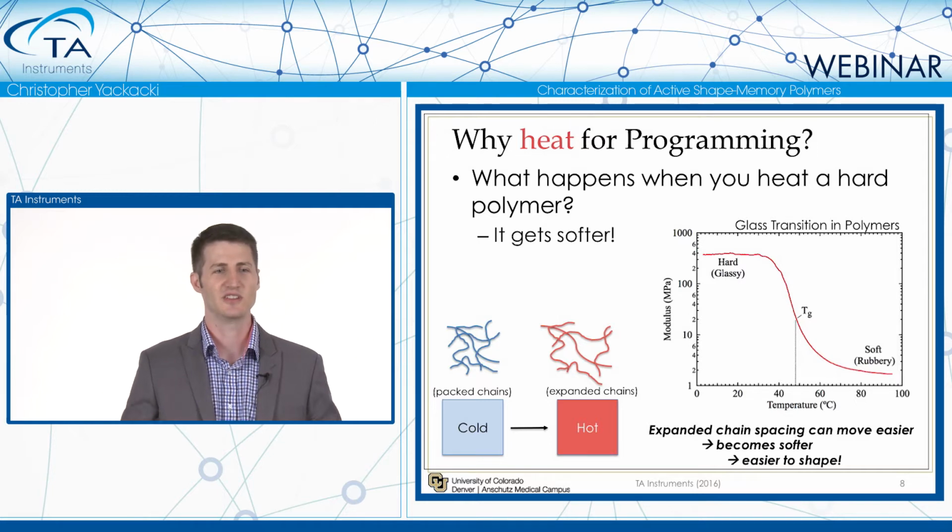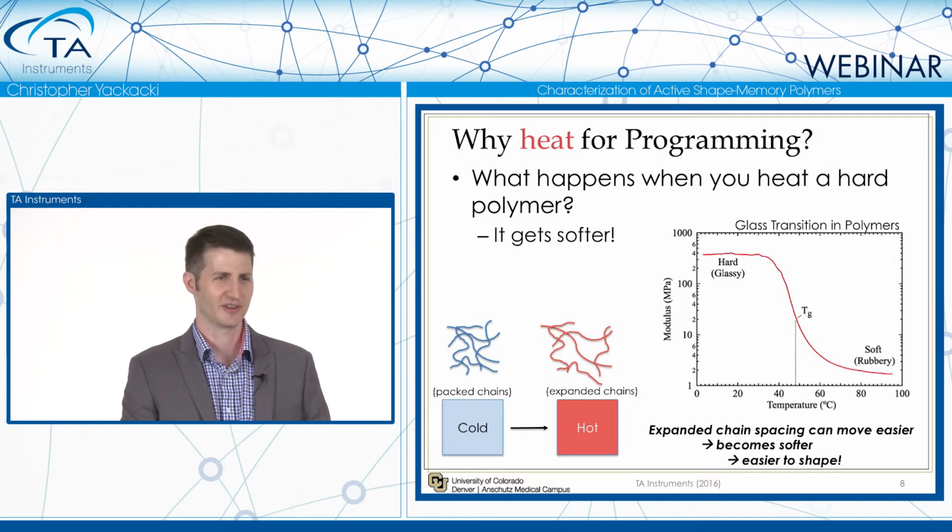And so because the chain spacing gets a little bit further apart, because you lose your secondary bonding, because you have more free volume, it becomes softer and easier to shape. So it's just more of a practical nature that you can do it easier.